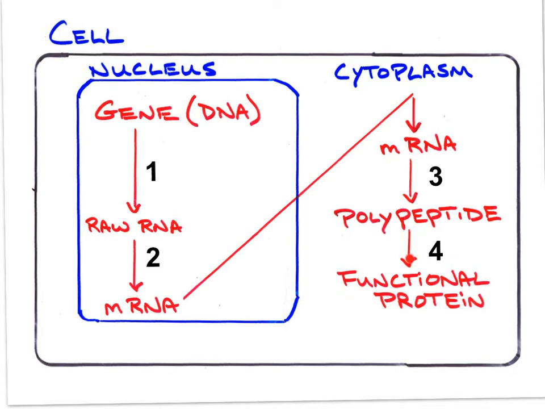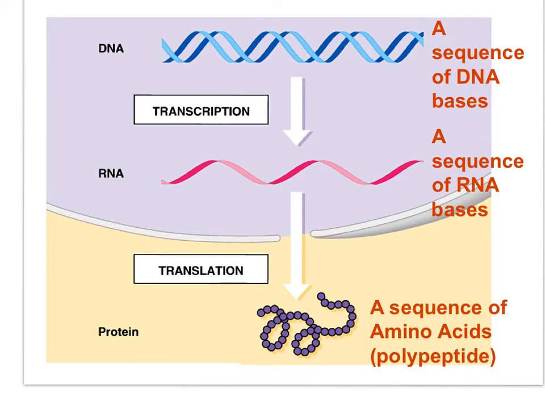That's step 4. So, while the one gene, one polypeptide idea is a good one, there are details under the surface. Keep this in mind. Again, here is an overview of the sequence of events. Sequence of DNA bases transcribed to RNA bases translated to a sequence of amino acids.